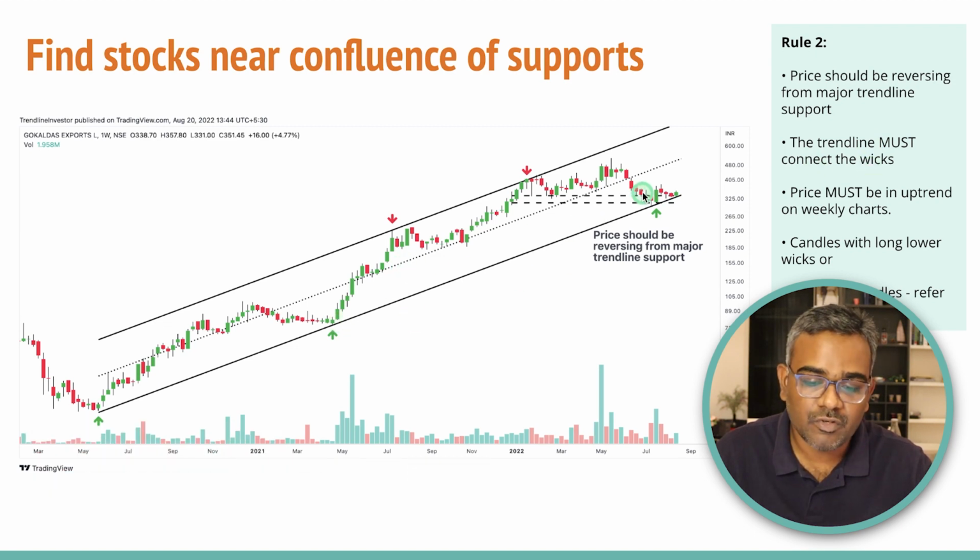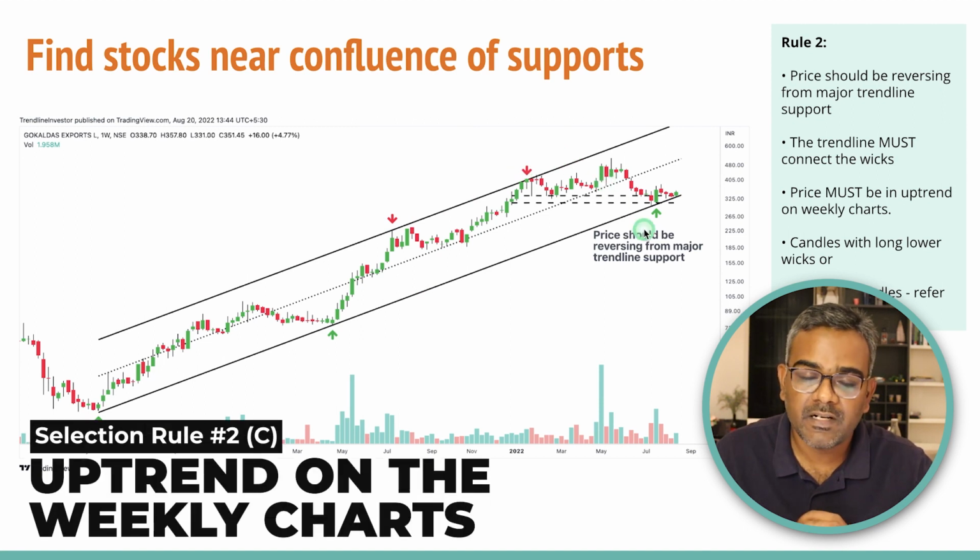trend lines, and the stock might still keep going sideways. So you need to ensure you draw trend lines connecting the wicks as well. See how I connect the wicks over here? That's why you need to draw trend lines here. And then the price must be in an uptrend on weekly charts.